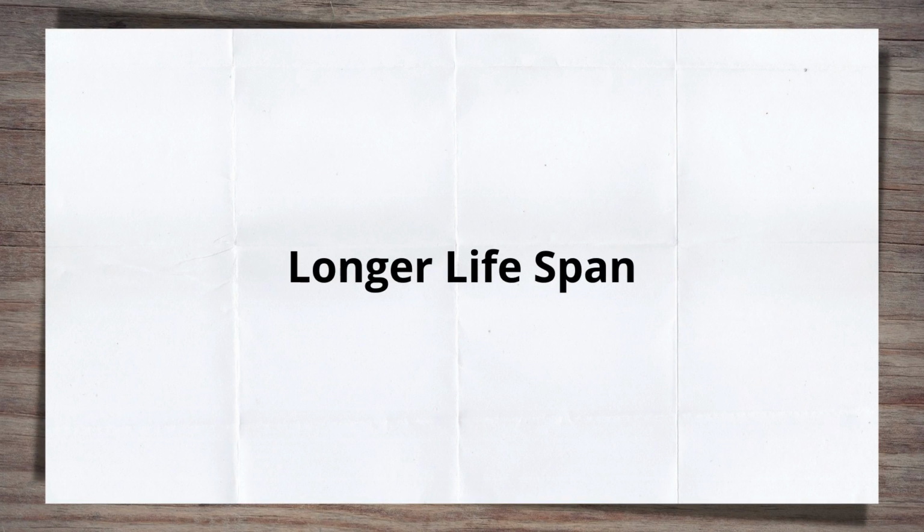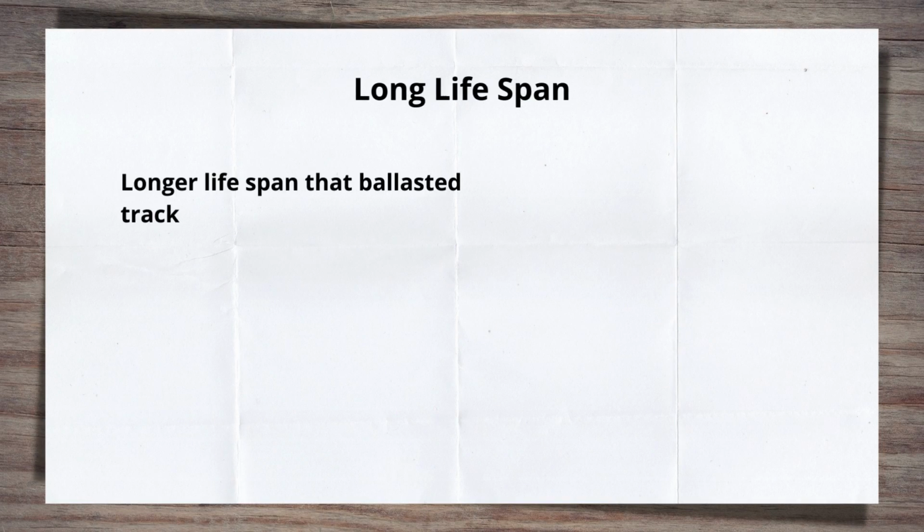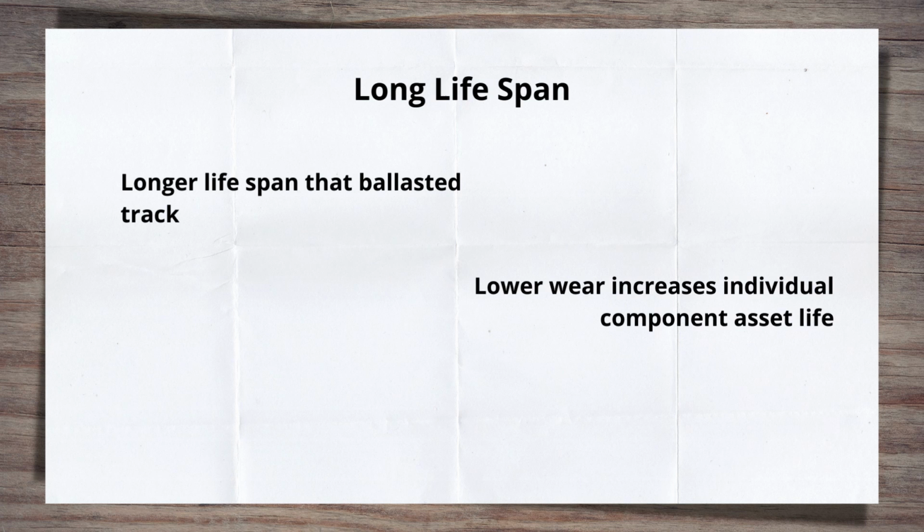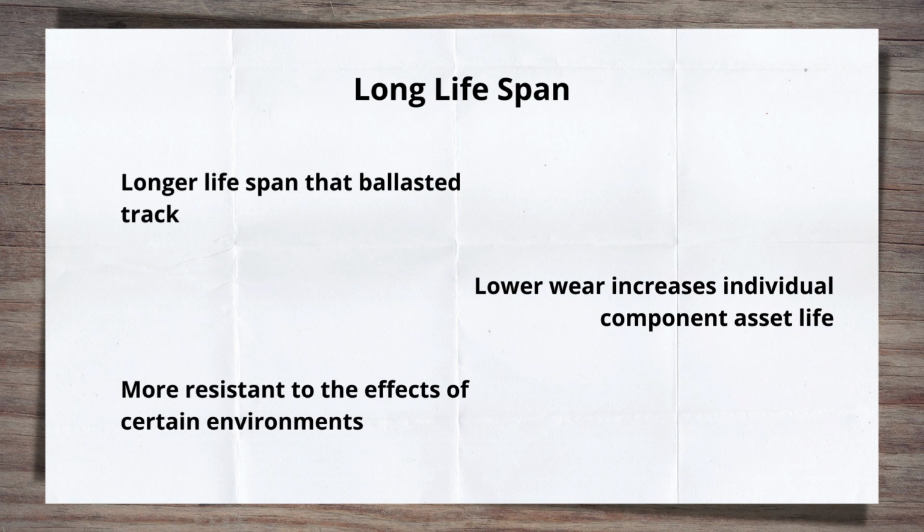Longer lifespan. If properly maintained, slab track can have a long lifespan compared to ballasted track, given that common issues such as ballast degradation, ballast fouling and formation failure are removed. As we have already seen, high stability also reduces the wear on other components. This therefore increases their asset life. In some respects, slab track is more resistant to the effects of the environment. This is especially true of water, a particular problem for ballasted track.